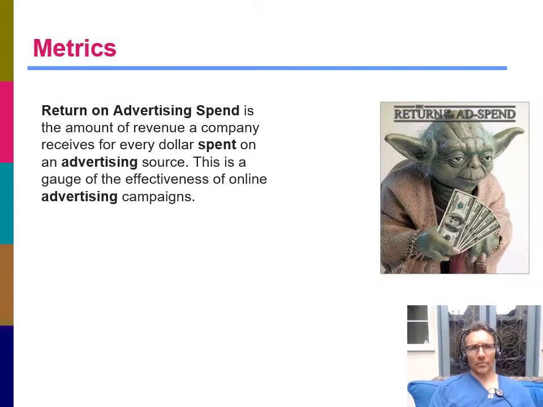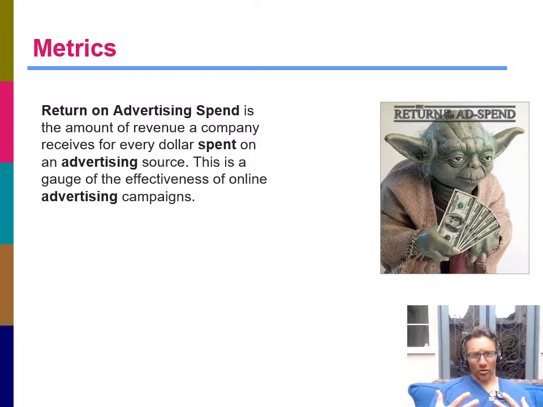And metrics are, as described on this slide, with regards to return on ad spend, it's how much revenue a company receives for every dollar that they spend on advertising. So this is how we gauge how effective our campaigns are. Return on ad spend. And I mentioned in the prior lecture that a good metric for a return on ad spend is 3 to 1. So for every dollar of advertising that we spend, we're getting $3 back in actual sales.